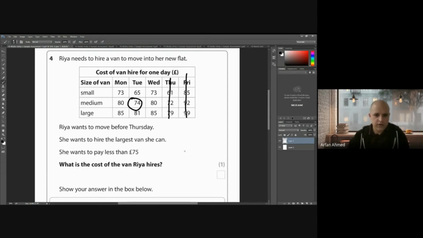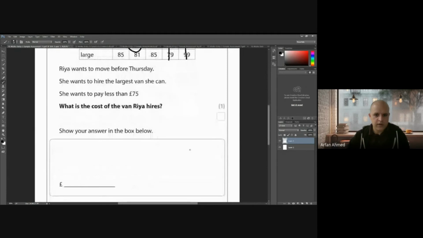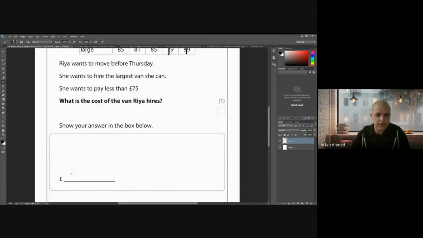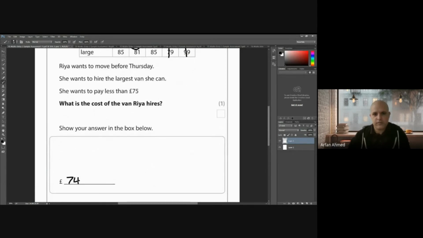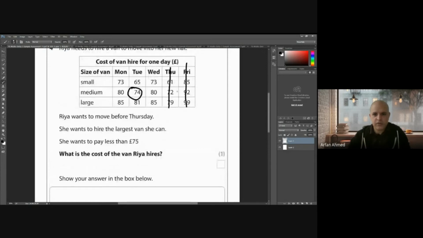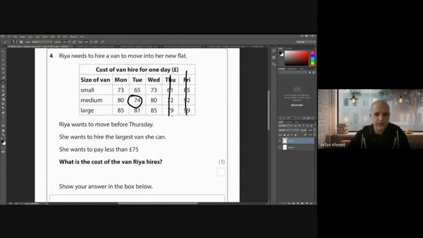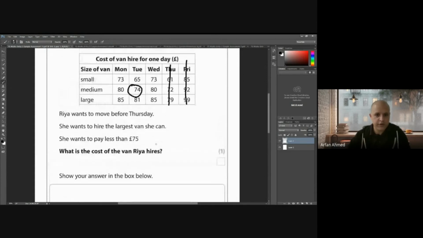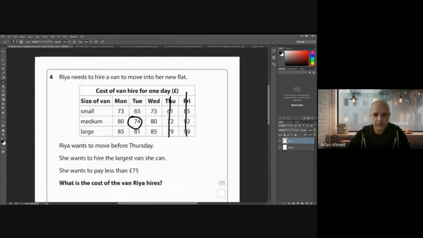What is the cost of the van Rhea hires? Show your answer. £74. You just write £74. There's literally no working out here. Just eliminate the ones you can't do, and eventually you'll get your answer. It's just 1 mark, just for writing £74. Just make sure you've read everything and follow the requirements that they wanted. You get your answer eventually. Dead easy. Don't spend ages on something like this. Let's move on. Question 5.